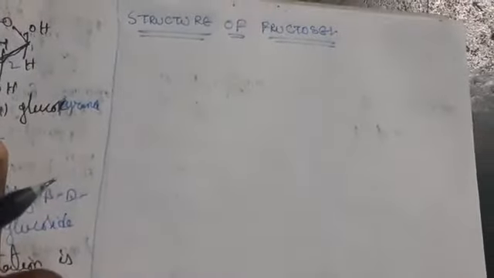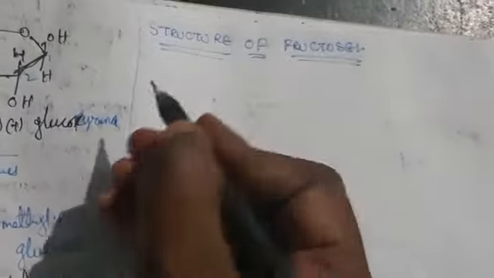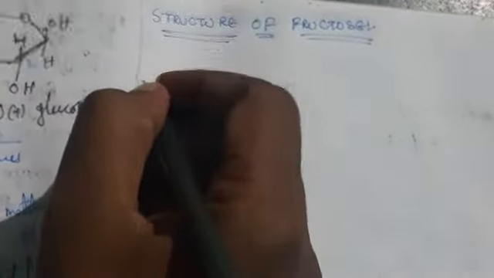Hello students, in the previous class we discussed the cyclic structure of glucose. Today I am going to explain the structure of fructose. Generally, the glucose and fructose structures are the same and the formula is also the same. But the difference is that glucose consists of an aldehyde functional group, while fructose consists of a ketone group.